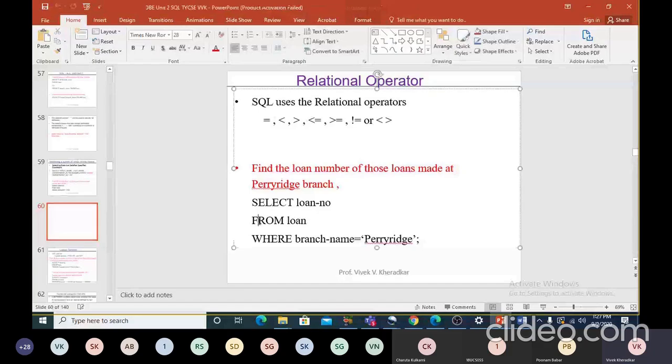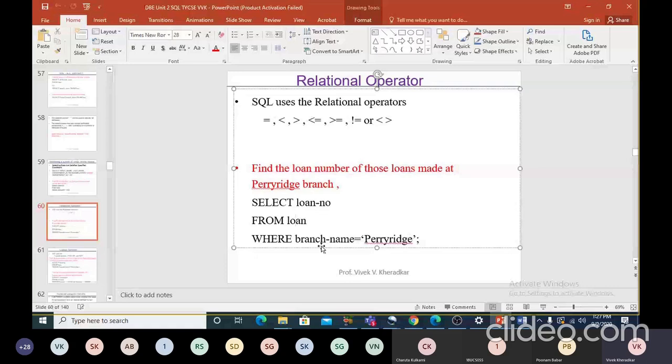That's why from loan. Then check: is there any condition in the requirement? Yes, in the requirement there is a condition, which is branch name equals Perriage. That's why where branch name equals Perriage, and as it is a string, it should be in single quotes.